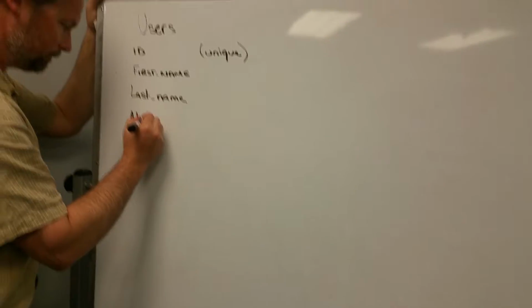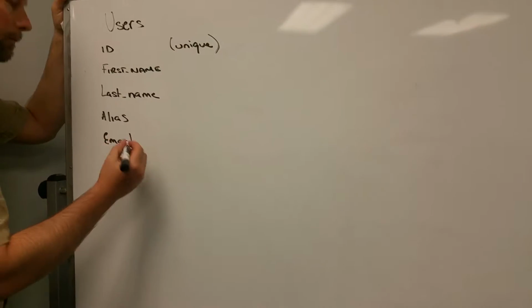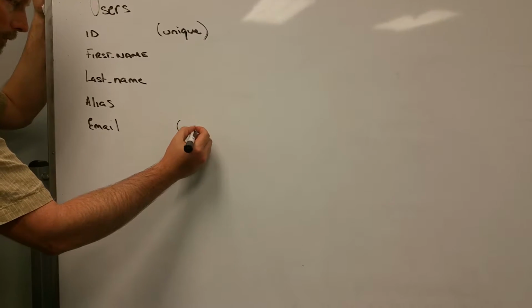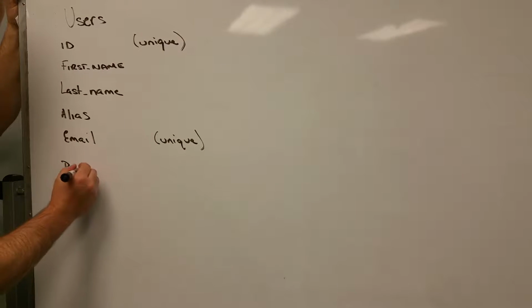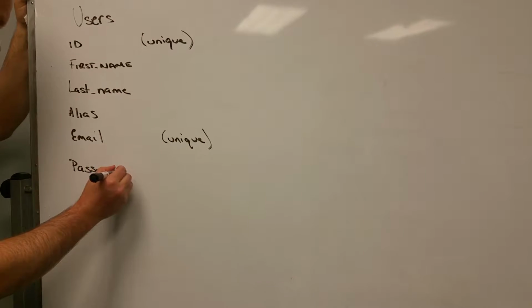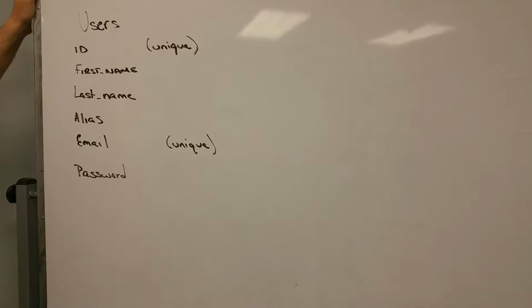Alias, email, also unique, and a password, which doesn't have to be unique, but whatever. All right, so that's our users table. So I'll probably use that for the login or registration part, right?